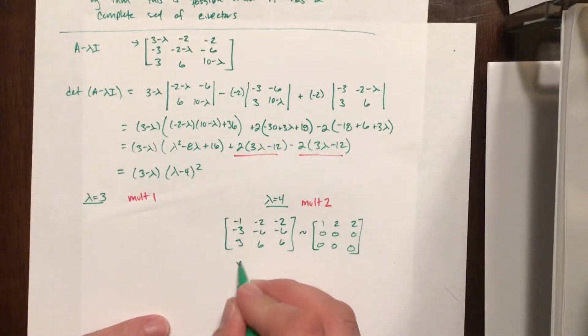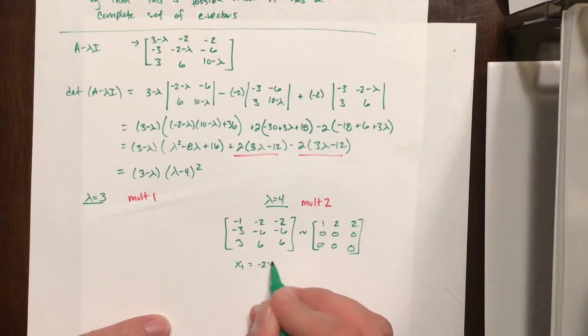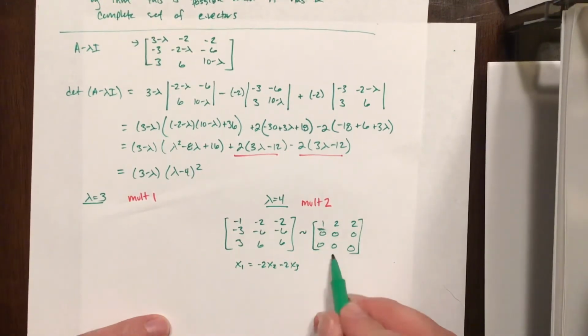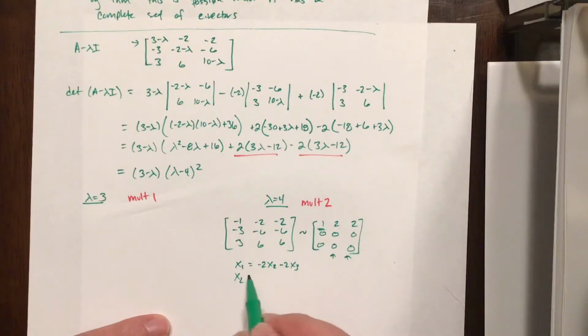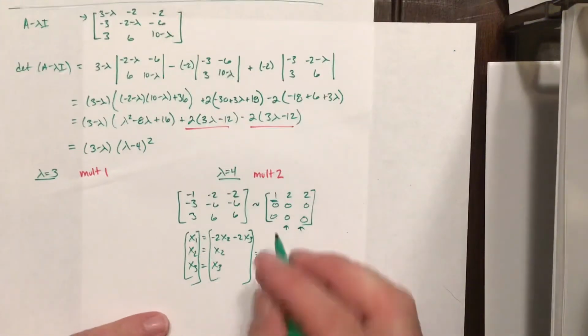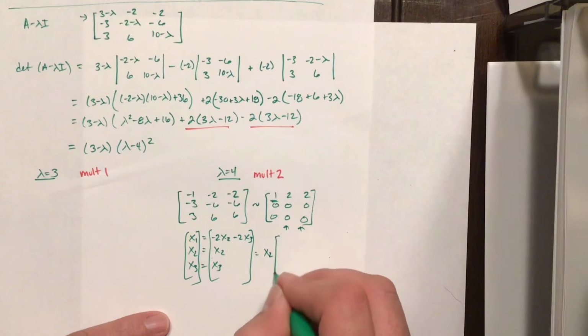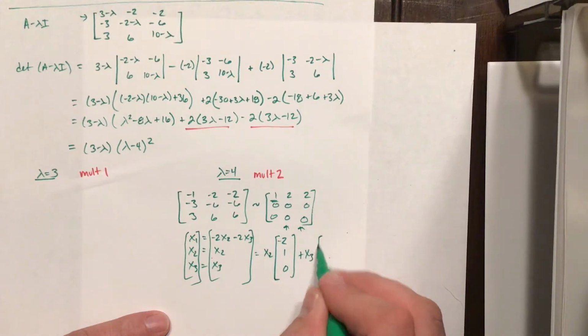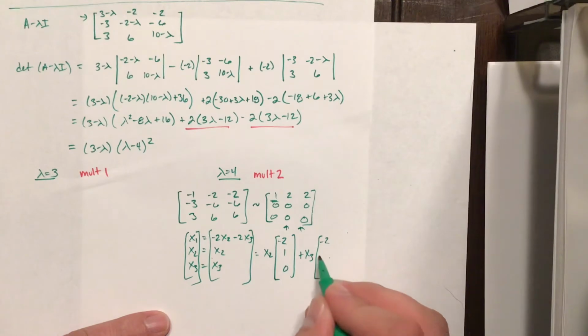So that means x1 is equal to minus 2x2 minus 2x3. Okay, because there's just a pivot right there. These two columns don't have pivots, so x2 is free and x3 is free. So that means the null space of this matrix is going to be the set of all linear combinations of the vectors, plural, x2 times negative 2, 1, 0, plus x3 times negative 2, 0, 1.